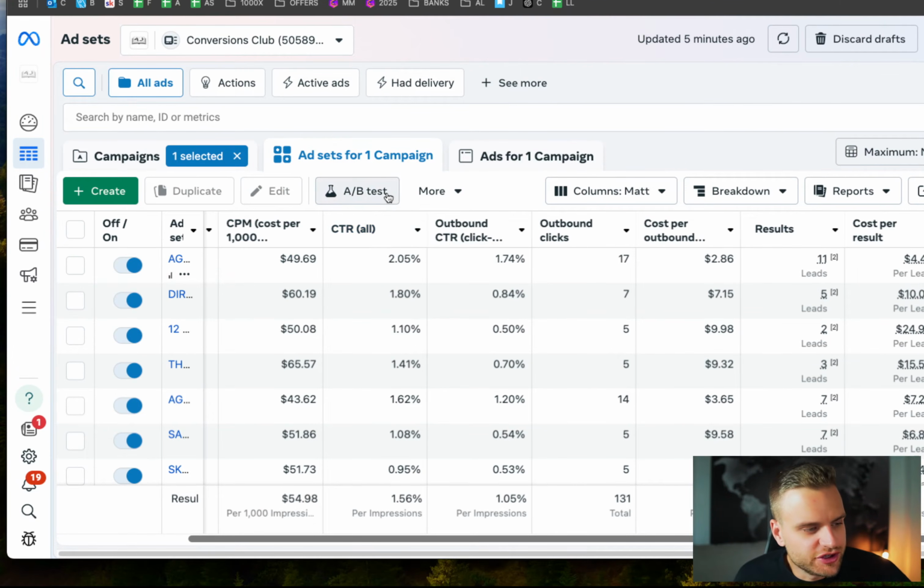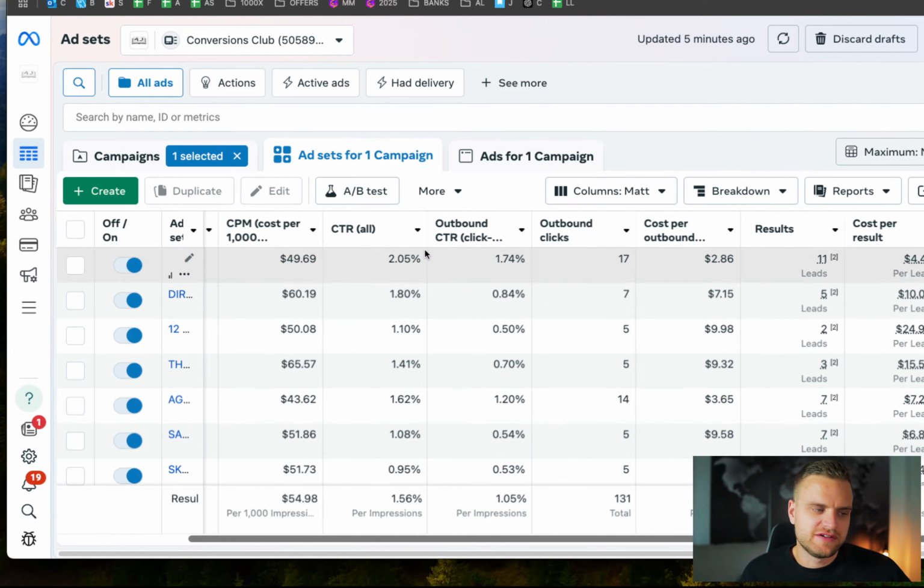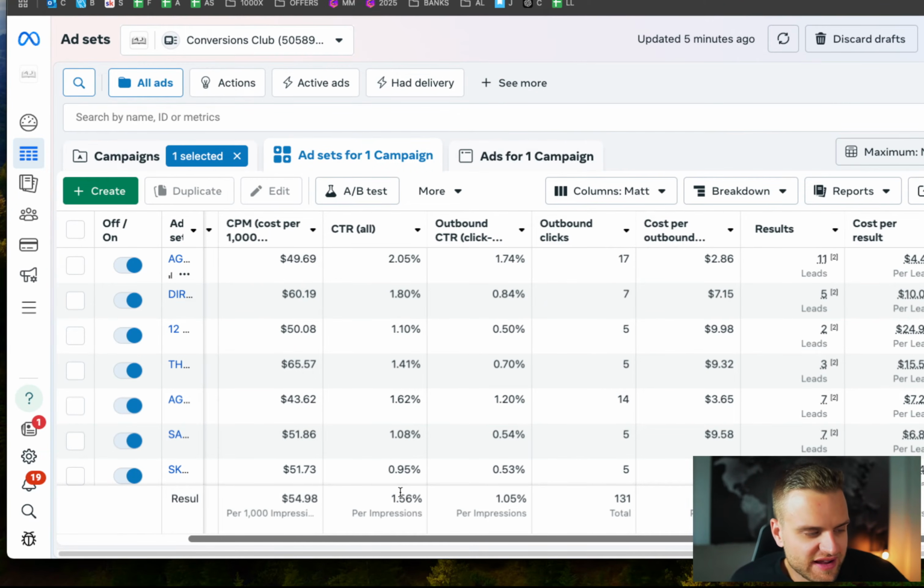And it's kind of good to have both of these because it can give you an idea of the relationship between the two. Like there's situations where you might have, like I have 1.56% click-through rate and 1.05 outbound here. And the CTR all is, of course, always going to be higher. It's never going to be the same or lower. It's just not really possible.